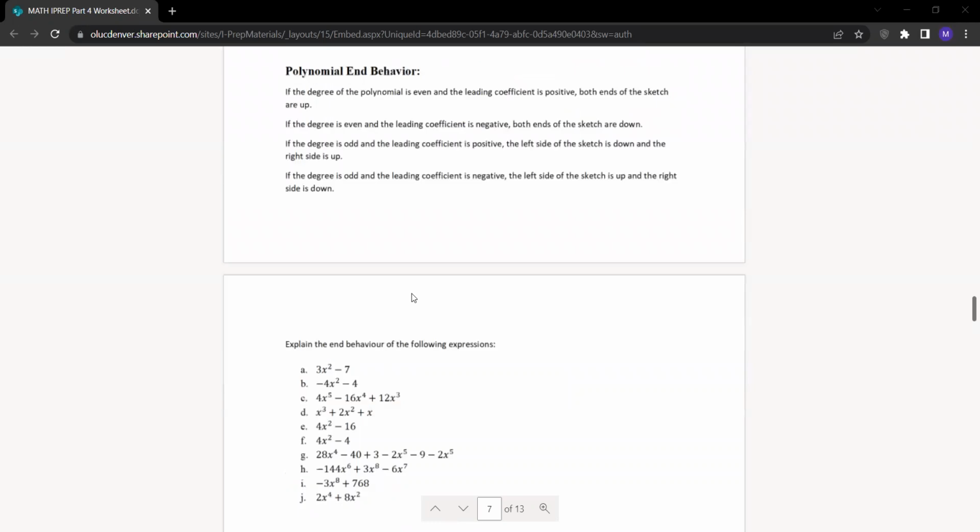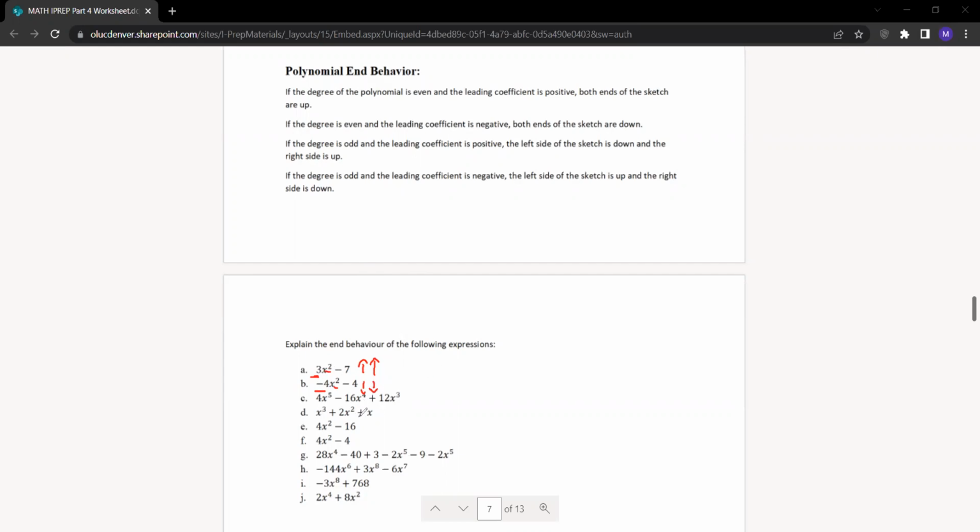So explain the end behavior of the following expressions using these rules. First we look at our degree. It's 2, so that's even. Our leading coefficient, is it positive or negative? It's positive. So we know both are going to go up because we have a positive leading coefficient and an even degree. What about this one? Our degree is even. Is our leading coefficient positive or negative? It's negative, right? So these are both going to go down.